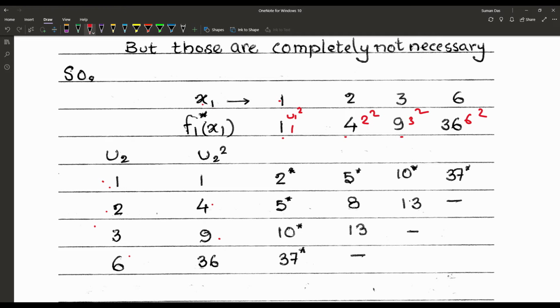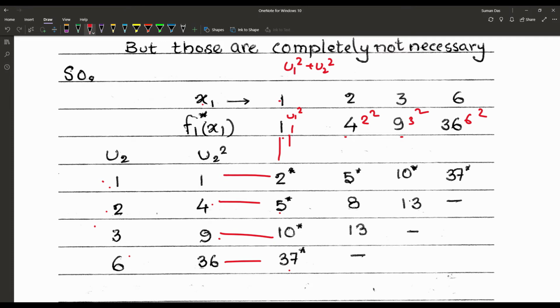Now what do we need to get? We already know that it must be u1 square plus u2 square. So here we are getting the result 1 plus 1, that is 2. 4 plus 1, that is 5. 9 plus 1, that is 10. 36 plus 1, we are getting 37.